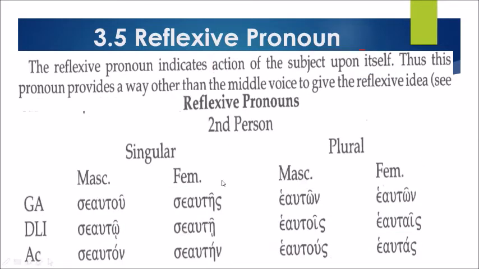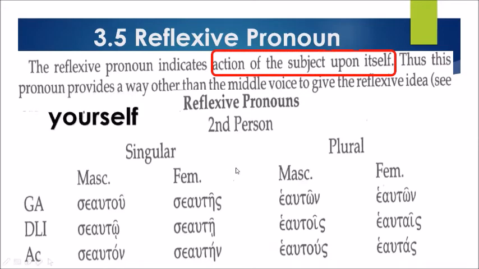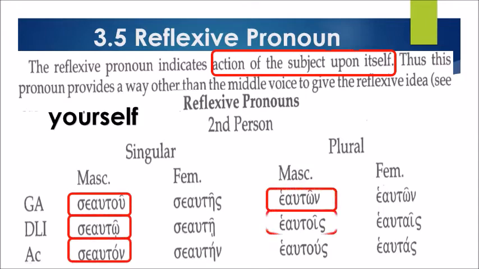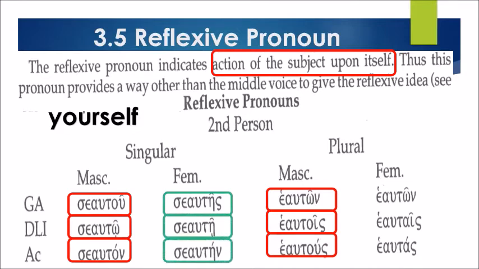So let's proceed to the second person reflexive pronoun. It means yourself. So in the masculine, let's read again: seautou, seautō, seauton, heautōn, heautois, heautous. In the feminine: seautēs, seautē, seautēn, heautōn, heautais, heautas. Very good. Again, the masculine and feminine singular or genitive, ablative plural are also the same in form.